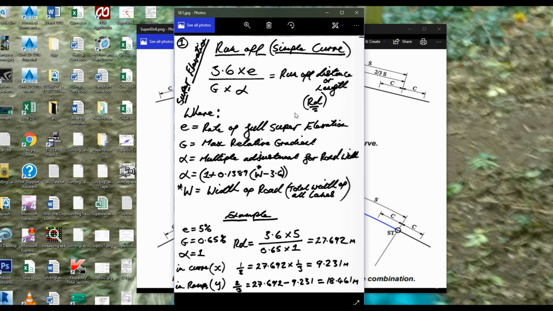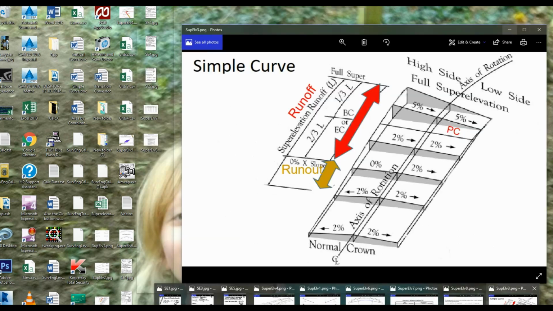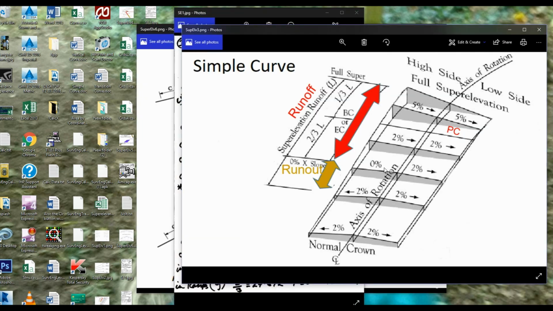Where E is the rate of the full superelevation, so that's the full superelevation of the curve, and G is the maximum relative gradient. I'll show you what G is actually. G is from where the starting point of normal crown, there is this slope going up here. That is G, that's maximum relative gradient. Basically, it's the difference in height there at full superelevation from normal crown, which is going to be nothing. That bit there, and it's measured in slope percent going down there.